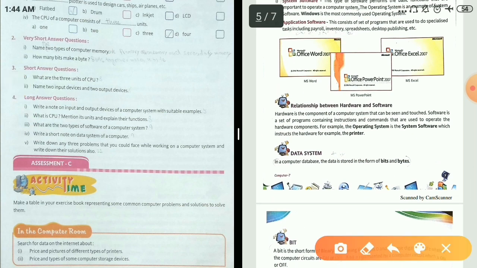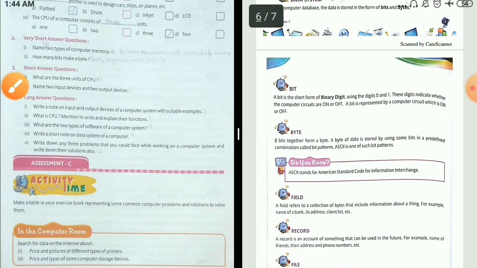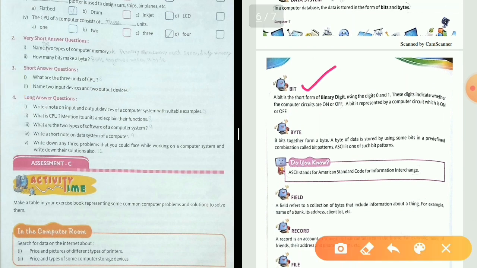See, firstly you will be writing from here. In a computer database, the data is stored in the form of bits and bytes. Now continue your answer. Write down the heading bit and then start from here. A bit is a short form of binary digit till on or off. Okay, regarding your byte, you have to write down only this much. 8 bits together form a byte. Only this much you have to write down.